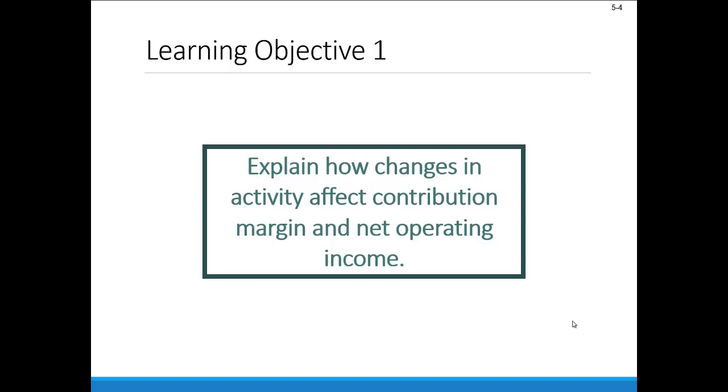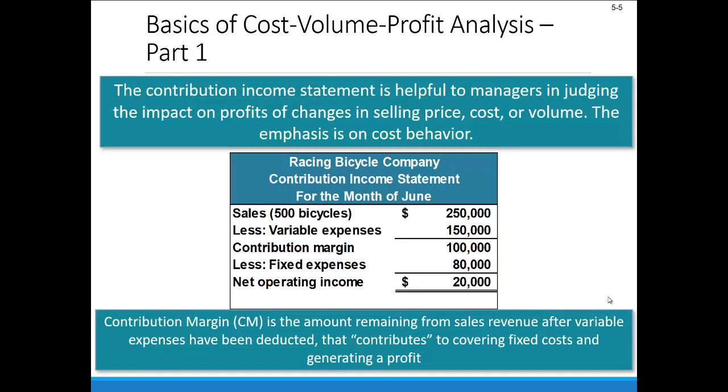So the first learning objective then was to explain how changes in activity or volume affect contribution margin, that new subtotal we spoke about way back in Chapter 1, and then eventually net income. So in Chapter 1, we introduced this idea of the contribution format income statement. And that income statement groups all expenses by behavior rather than by function like our traditional income statement. So remember, the top and bottom lines were always the same, sales to net income.